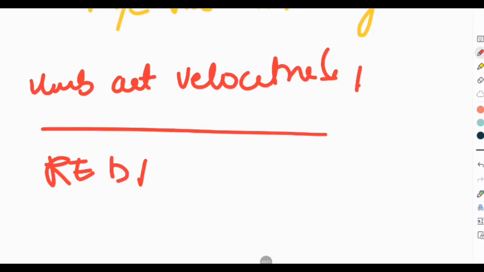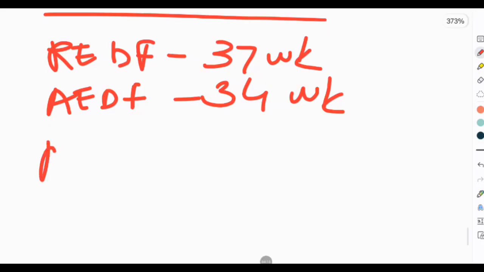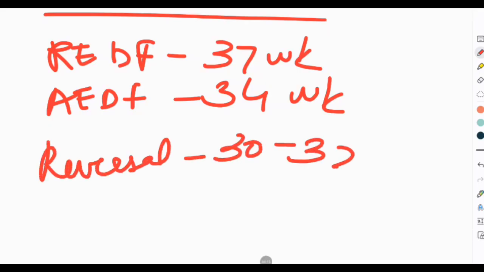Reduced end diastolic flow, deliver at 37 weeks. Absent end diastolic flow, deliver at 34 weeks. Reversal of diastolic flow, 30 to 32 weeks, deliver. Okay.